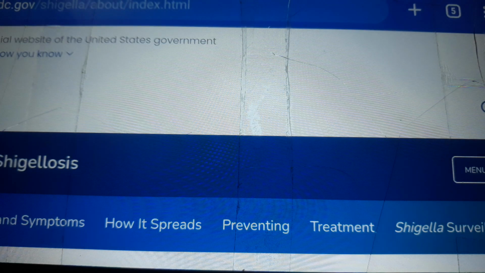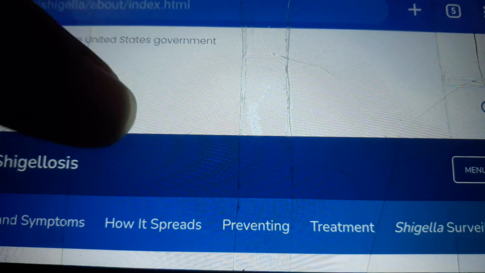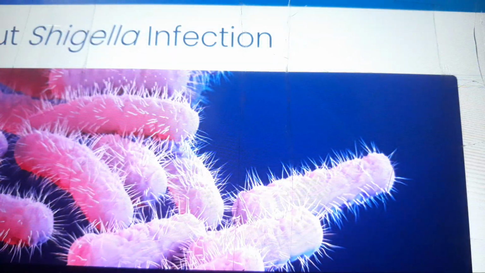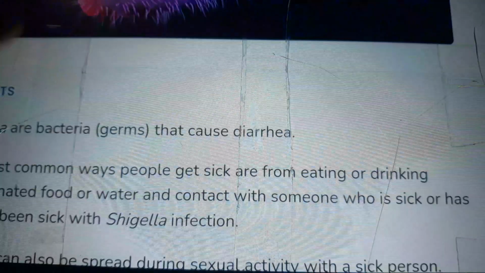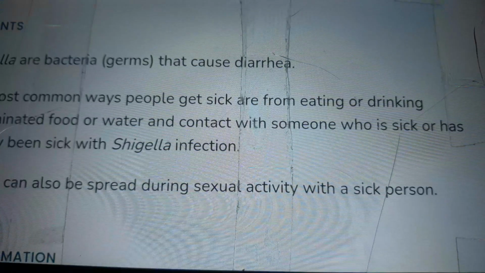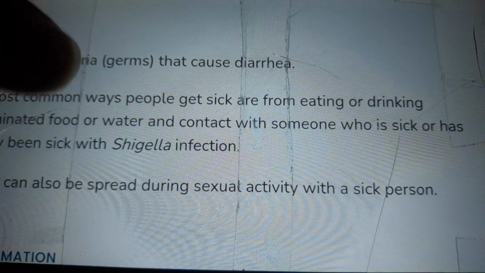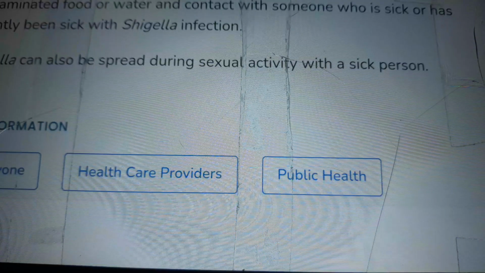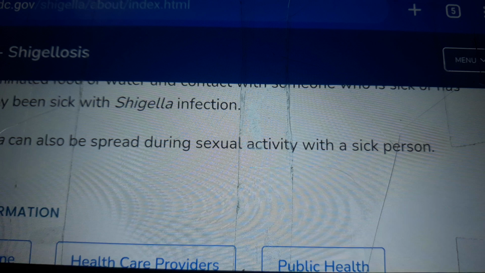Yes, we have connected to the Centers for Disease Control, CDC, page on Shigella. So this is Shigellosis, Shigella infection. This is the actual picture of the bacteria. These are bacteria germs that cause diarrhea. The most common ways people get sick are from eating or drinking contaminated food or water, or contact with someone who is sick or has recently been sick with Shigella infection. Shigella can also spread during sexual activity with a sick person. So just a general mention there.